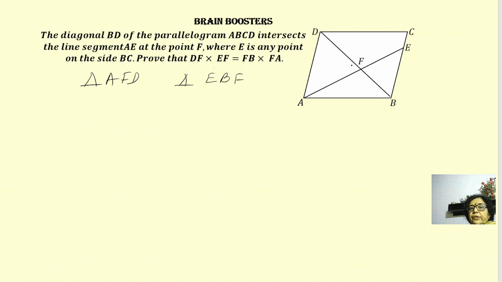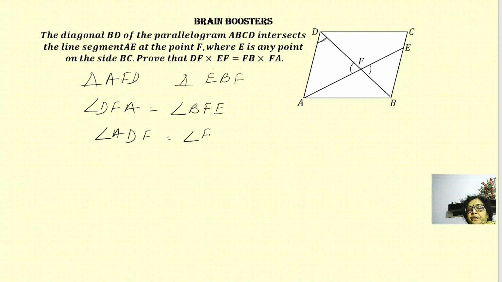EBF. In these two triangles, we get a pair of vertically opposite angles equal. That is, angle DFA is equal to angle BFE. One pair of vertically opposite angles equal. Now, this is a parallelogram, so angle ADF will be equal to angle EBF. These two angles will be equal.